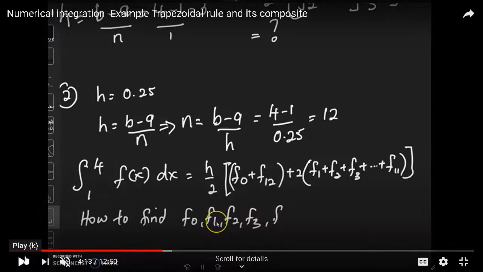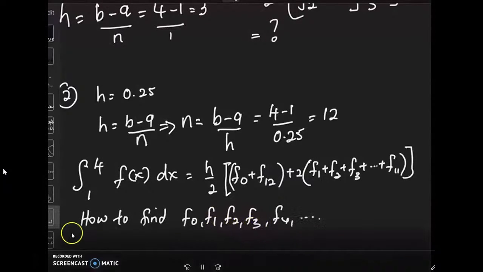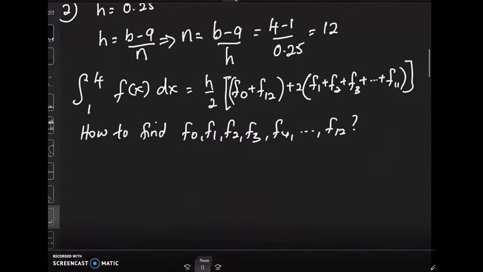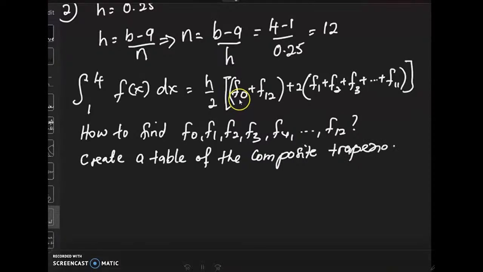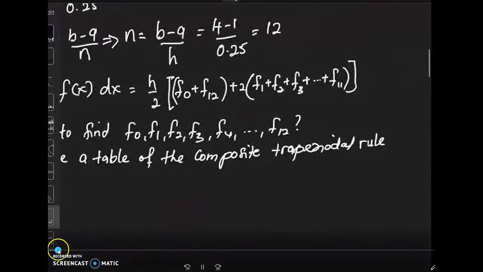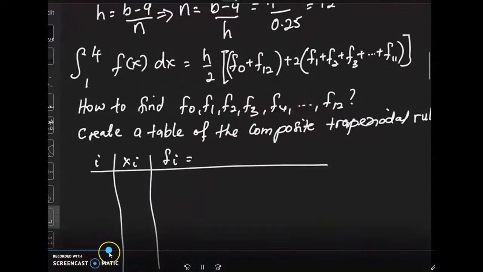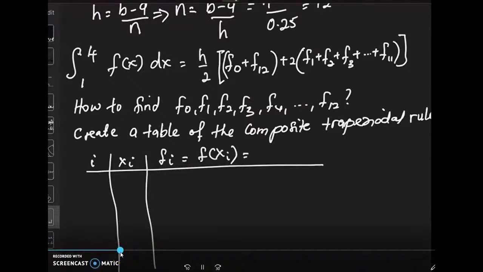So now let's continue. Don't forget you have 4 columns to find every F: F0, F1, F2, F3, F4 up to F12. When you create the table, how many columns do you develop? 4 columns. So you need to create X1, which is 1.25. X2 is plus 0.25, which is 1.5. X3 is 1.75. So you create the composite trapezoidal rule.